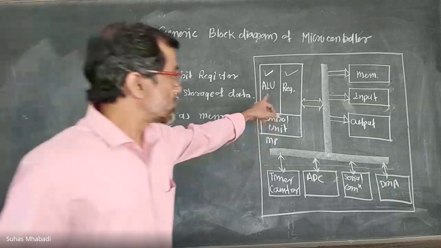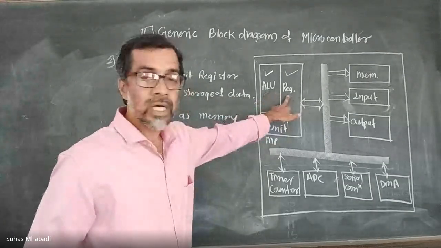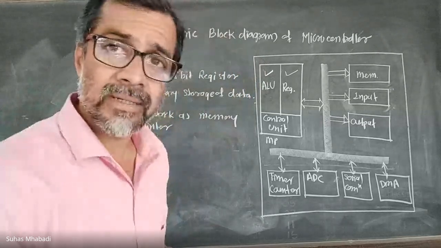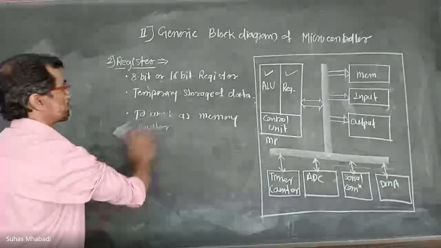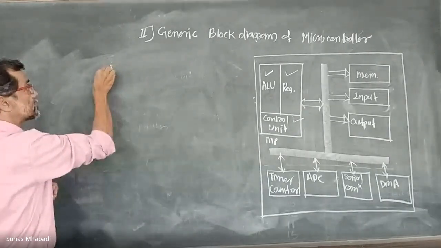So shall we go ahead? We have seen 2 points. Yesterday we saw the ALU. Now we have seen the register. Yes, sir. Third one is the control unit.